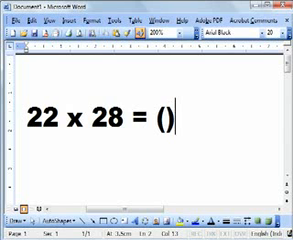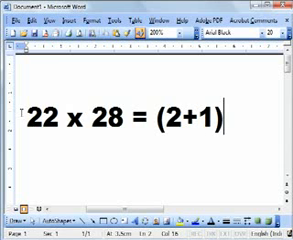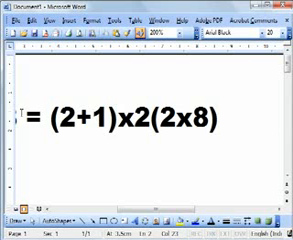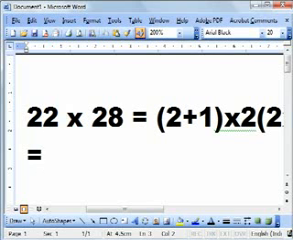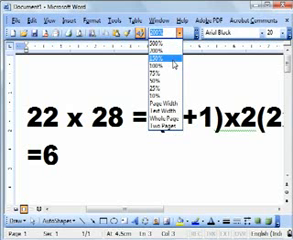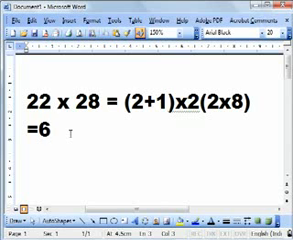Same rule. What we have to do is take the original number plus 1, multiply, then the last number will be 2 into 8. So this gives us 2 plus 1, 3, 3 into 2, 6, so 6, and the last, 8 into 2 gives us back 16. So the answer is 616.